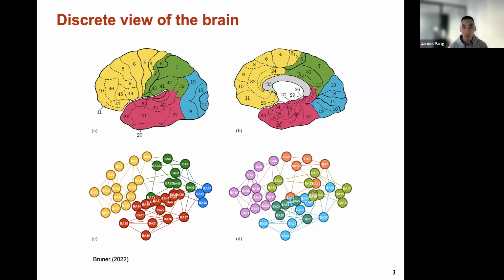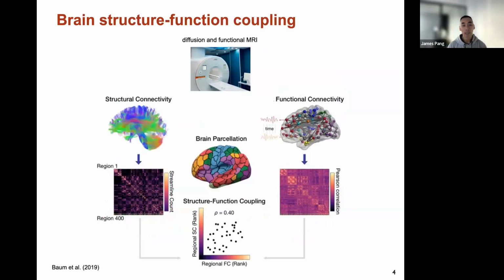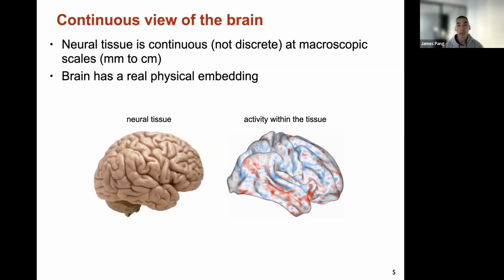One would be the discrete view of the brain, where you partition the brain into isolated regions, and you try and estimate the connections between these regions and assume that the activity emerges from how signals propagate between nodes in this network. This has resulted in quite a few advancements in the last couple of years, where people have found that if you compare structural connectivity and functional connectivity, you will find this strong coupling between the two.